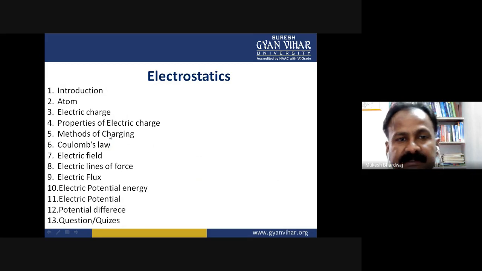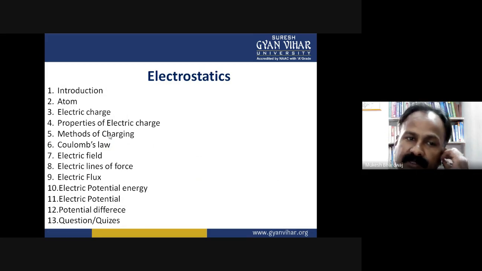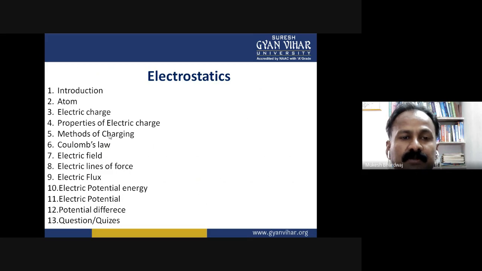Now, electrostatics. First, introduction about the electrostatics. The basic definition of atom, then electric charge. What do you mean by the electric charge? Properties of electric charge. What are the various methods of charging? State the Coulomb's law. Electric field. Then electric line of force, electric flux, electric potential energy. What do you mean by electric potential and the potential difference? In the last, we are going to take about some questions and quizzes related to the electrostatics.